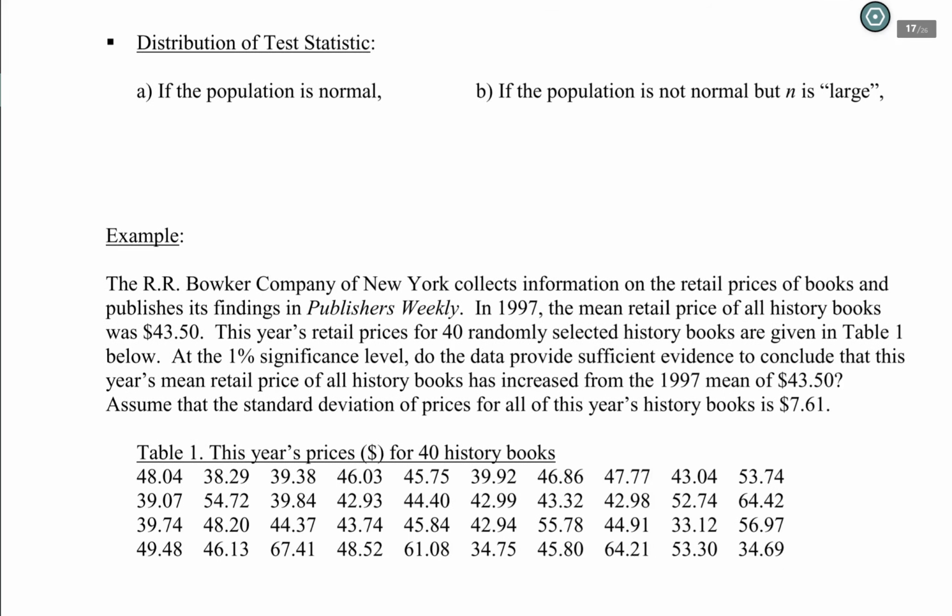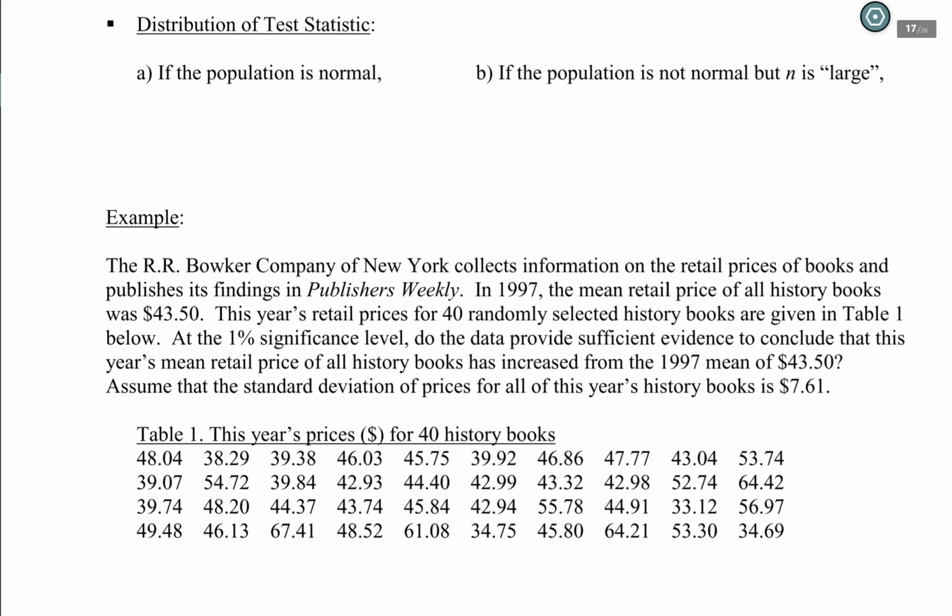Okay, what is the distribution of this test statistic? Sometimes we call this the null distribution. Two things to consider here. If the underlying population is normal, then this ratio, x bar minus mu naught over sigma over root n, is distributed standard normal, and that's under H naught.